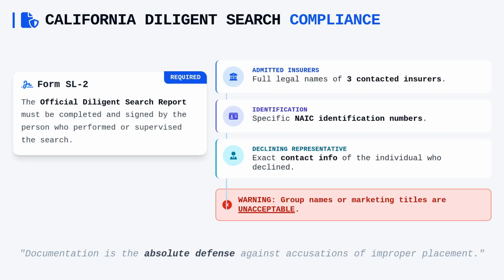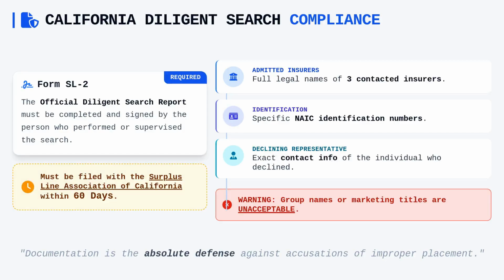Group names or marketing titles are unacceptable on this form because the state requires proof that a specific corporate entity turned down the business. This form must be filed with the Surplus Line Association of California within 60 days of placing the coverage.